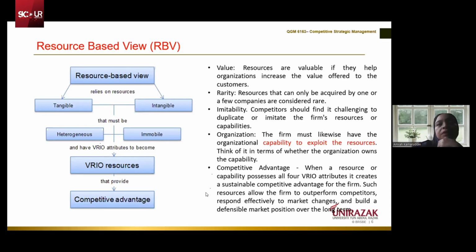Now it's MAB already, so they don't know how to fine tune because they're actually outsiders. Dia tak tahu, they don't know what's the value, they don't know what's the rarity, they don't know about the imitability. So that's why it's very difficult when you outsource. The alignment will not be the same.